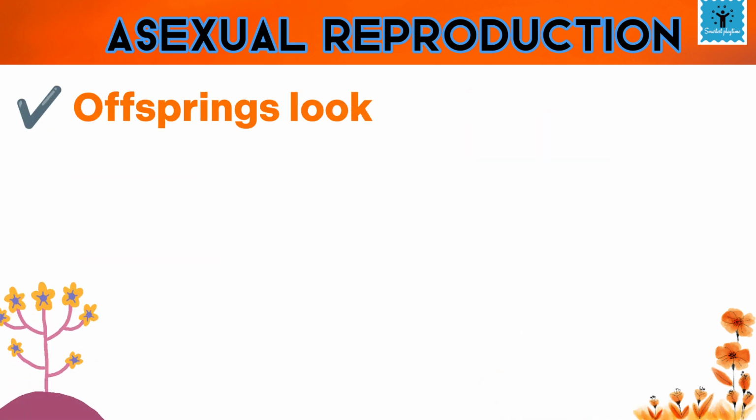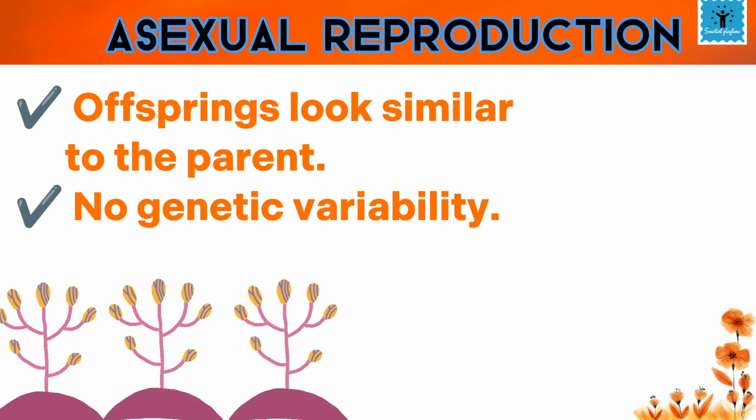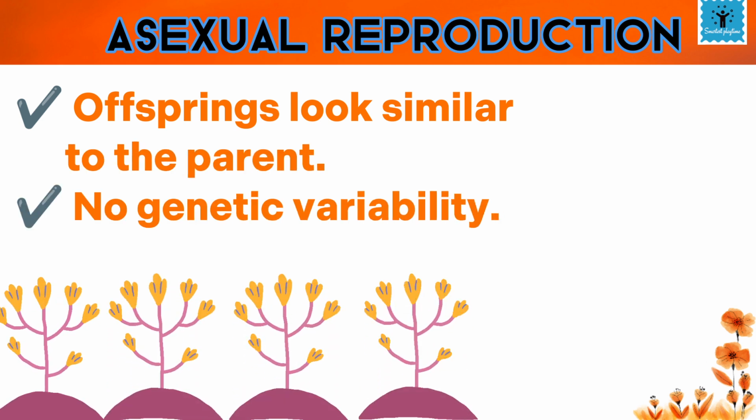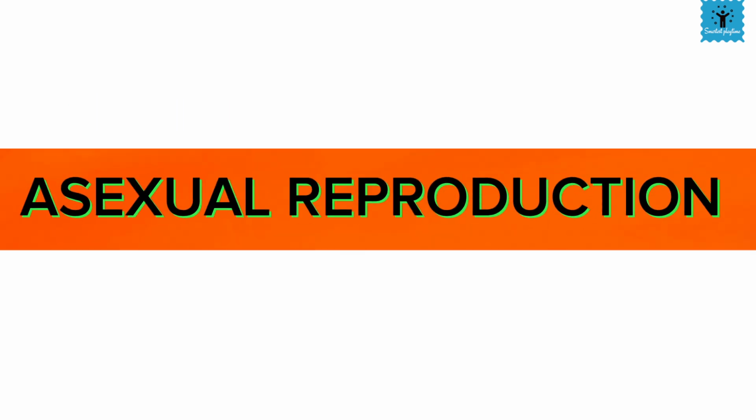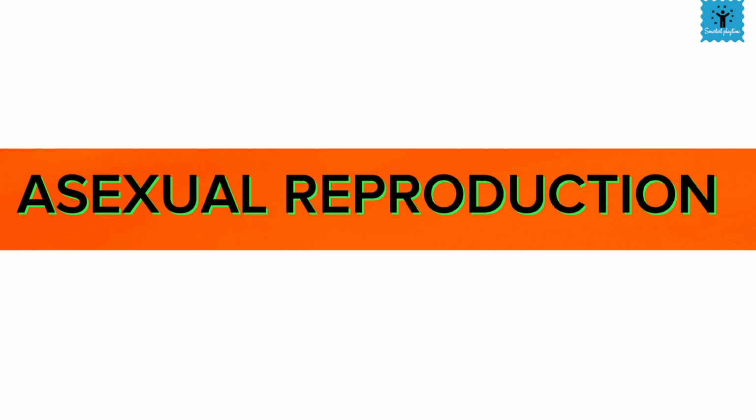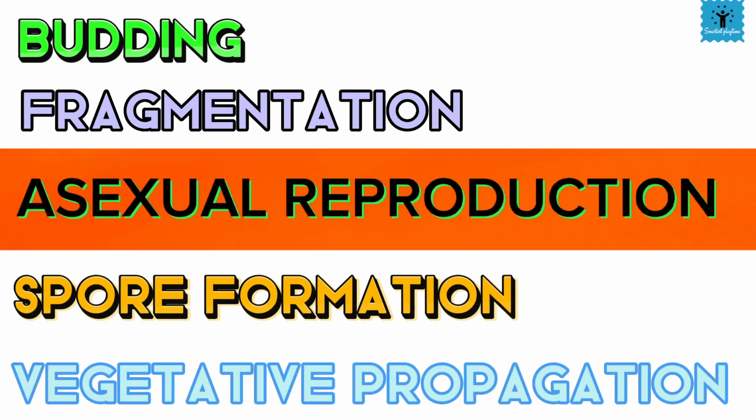The offspring look exactly equal to the parents and have no genetic variability. The young ones which are formed are almost identical to each other as well as to the parents. There are different modes of asexual reproduction, for example, budding, spore formation, fragmentation, and vegetative propagation. First in the list is budding.